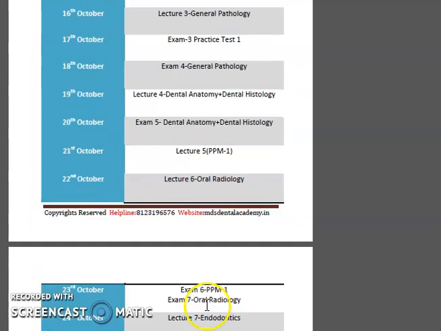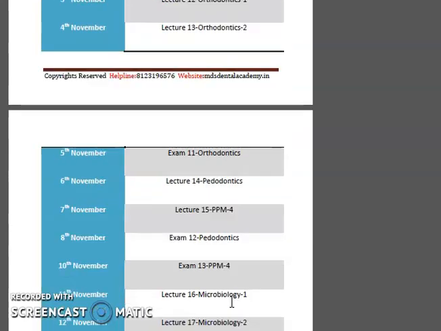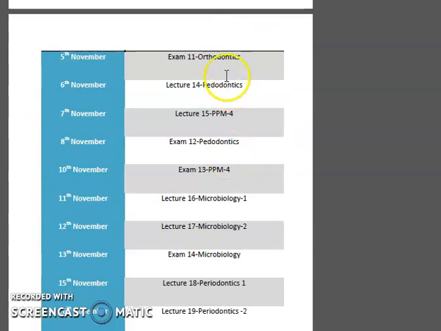Then we have the oral radiology lecture, then the exam for the same. Then we have the lecture on endo and operative dentistry, and the exam for those subjects. Then we have PPM2. Then we have journal and oral surgery. Then PPM3. Then the exam for journal, oral surgery and PPM3. Then we have the orthodontics 2 lecture. Then we have the lecture on pedodontics along with the exam of ortho. Then we have PPM4, then the exam of pedo.